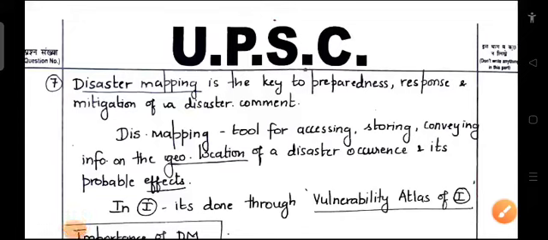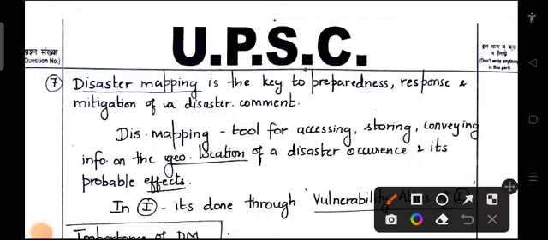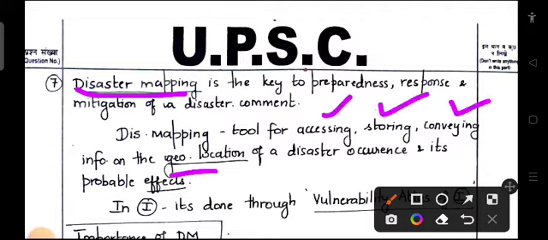Hey guys, the next question for today's disaster management topic is about disaster mapping. Is it the key to preparedness, response, and mitigation of a disaster? So, disaster mapping is a tool for accessing, storing, and conveying information on the geographic location of a disaster occurrence and its probable effect.